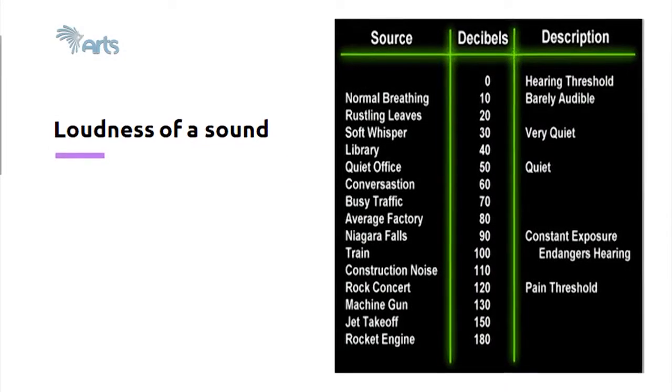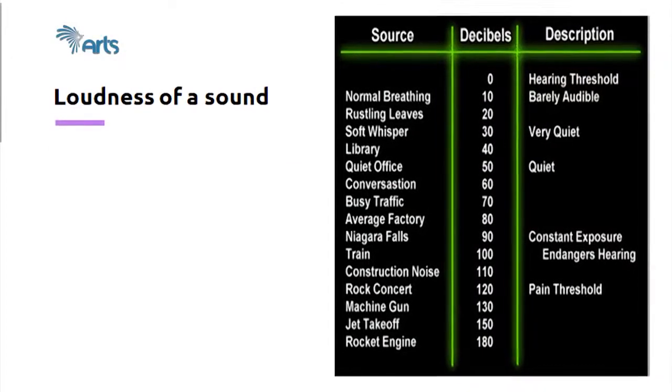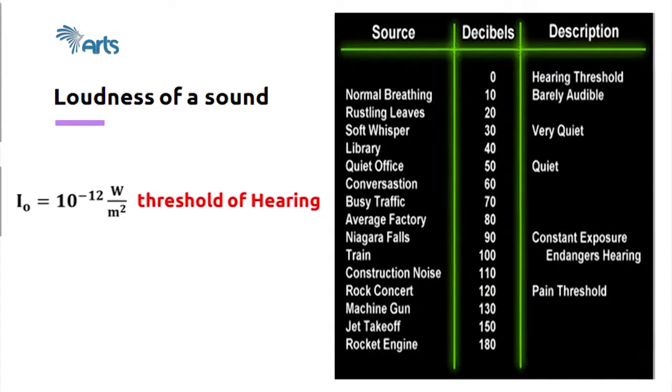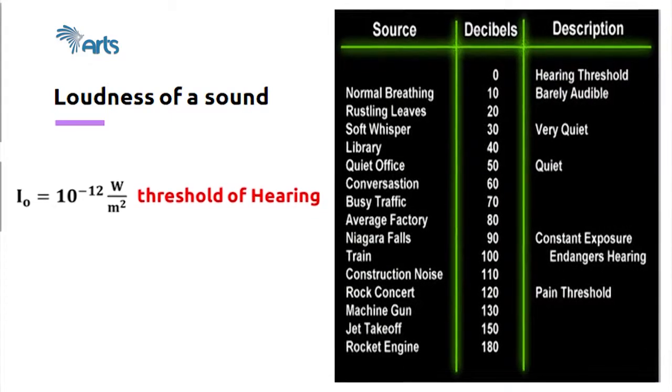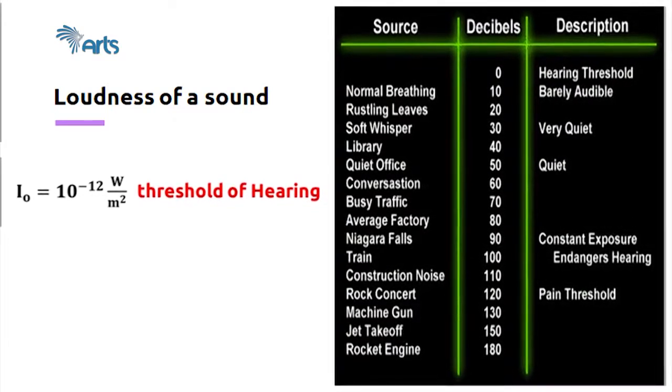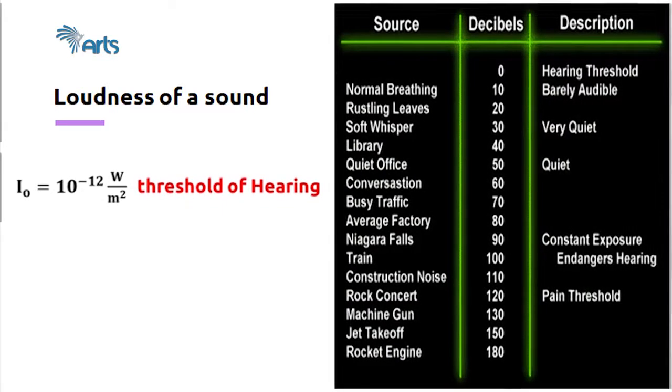Hearing and decibel. Loudness of a sound is measured by the logarithm of intensity. The intensity I₀, which is equal to 10⁻¹² watt per meter squared, is called the threshold of hearing. It is used as a reference intensity to measure the loudness of a sound.